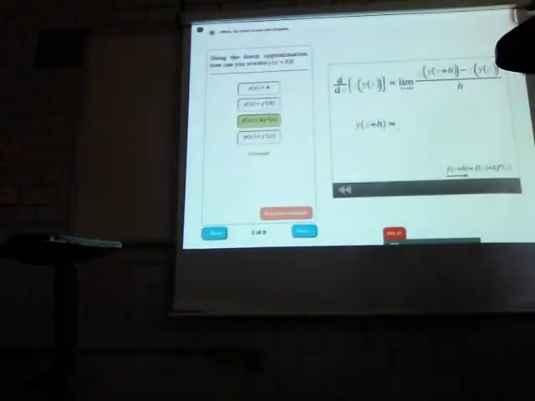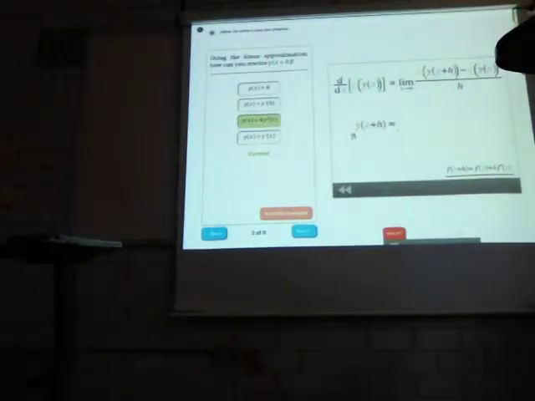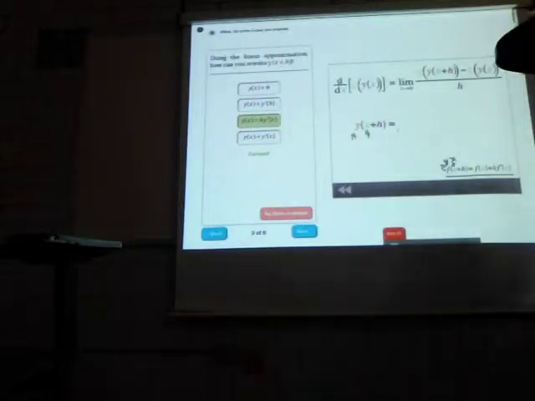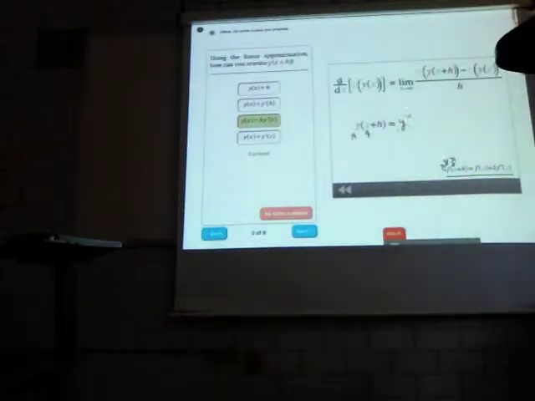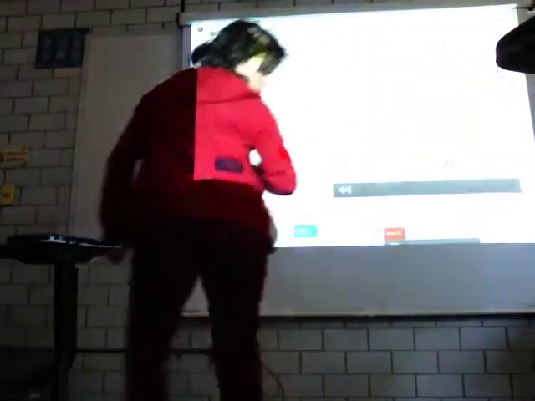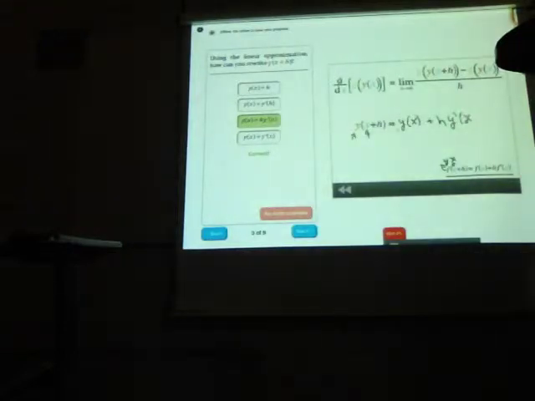If you want to use the linear approximation formula, we now have to replace our function with y, so this f is going to become a y, and instead of an x, we have an a, this a is going to become an x. The right-hand side is then y of x plus h times y prime of x.